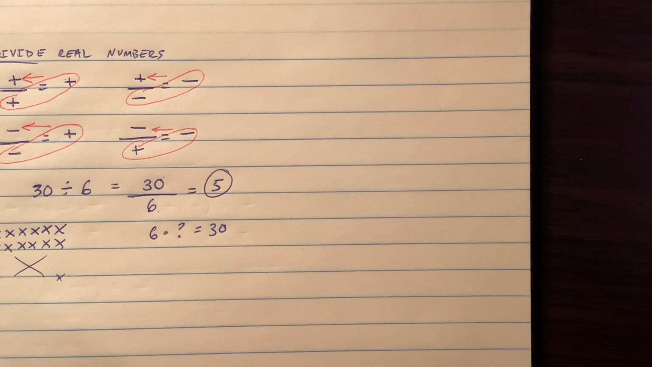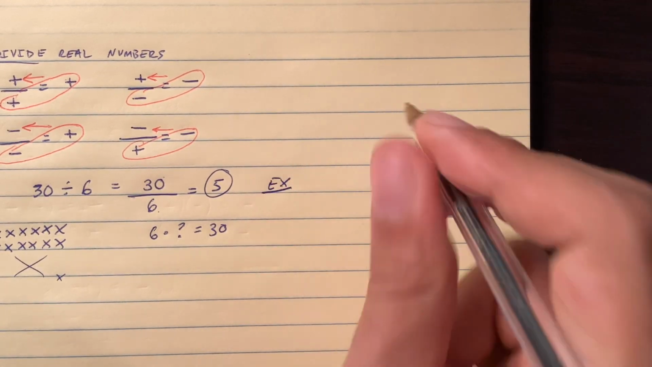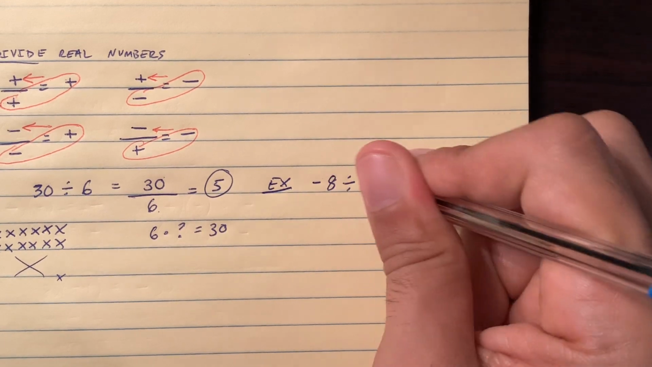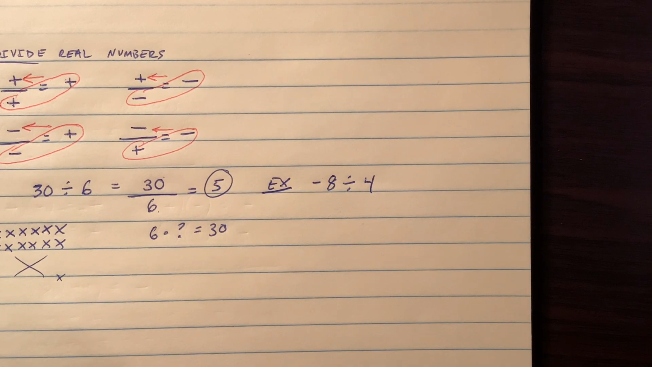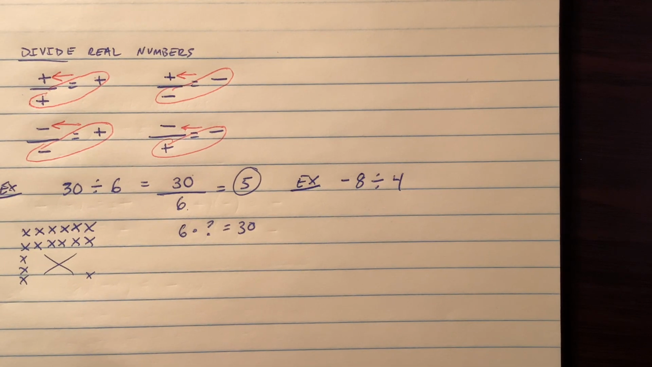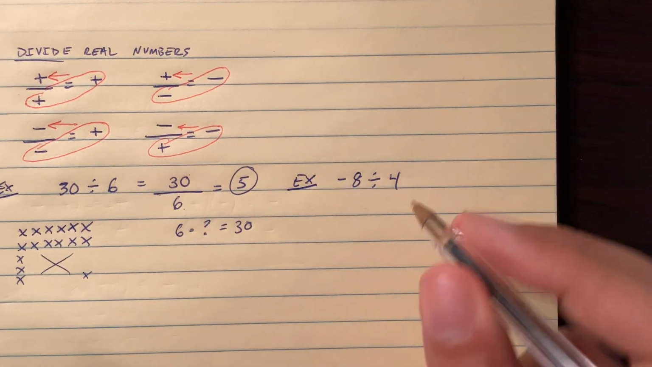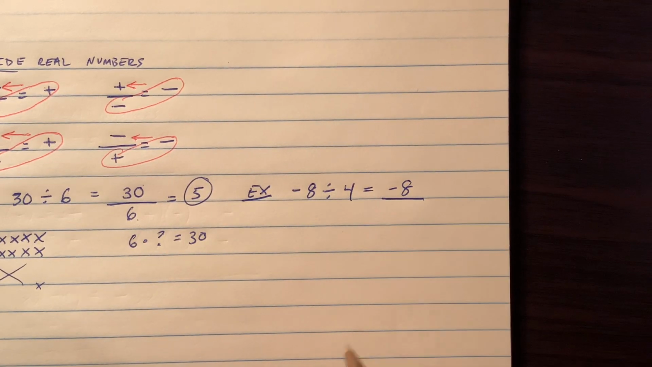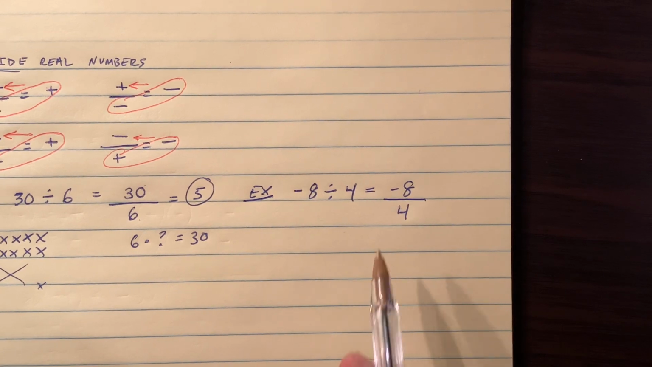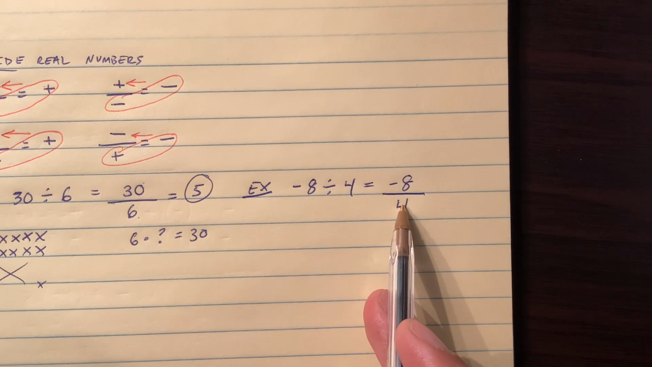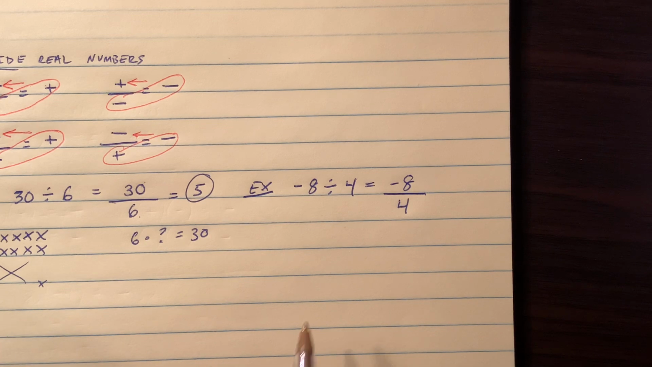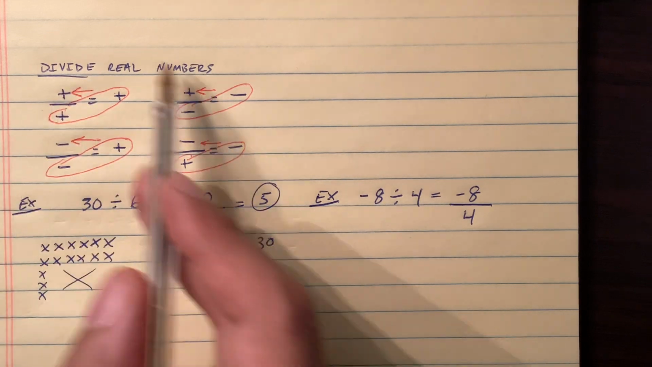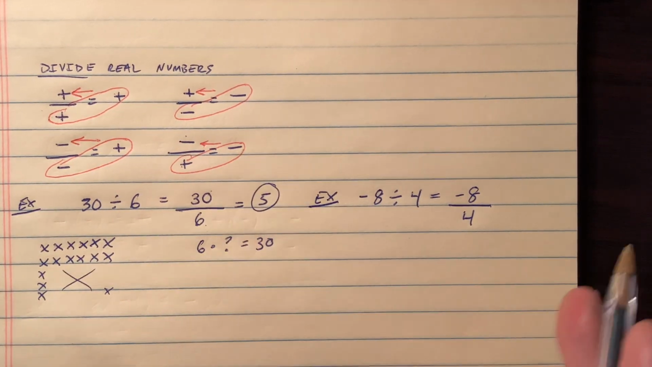All right, let's do another example. In this case, we're going to do negative 8 divided by 4. The first thing we're going to do is convert it into a fraction. So this is the same thing as saying negative 8, because it came first, is in the numerator, divided by positive 4. Now let's get a sense for whether our answer is going to be positive or negative. We have a negative divided by a positive. We look up here in our table: negative divided by a positive will equal a negative.